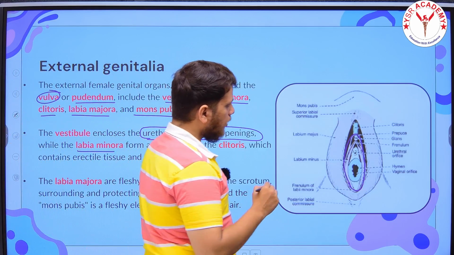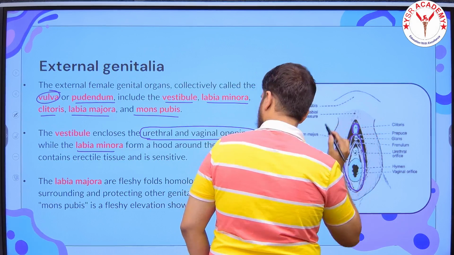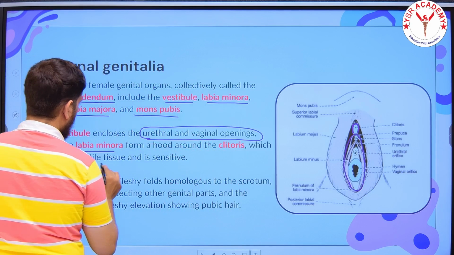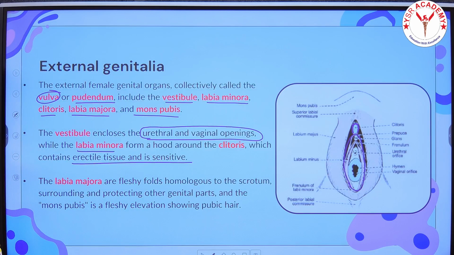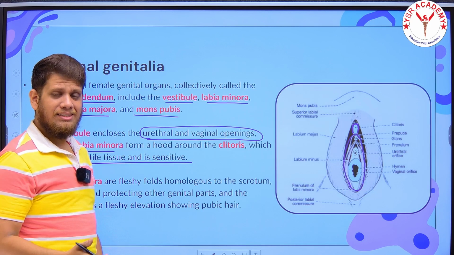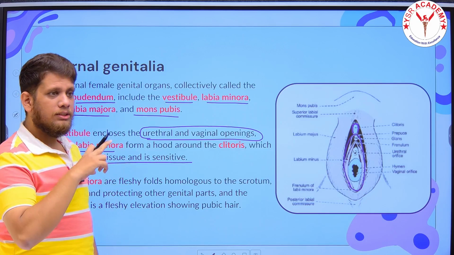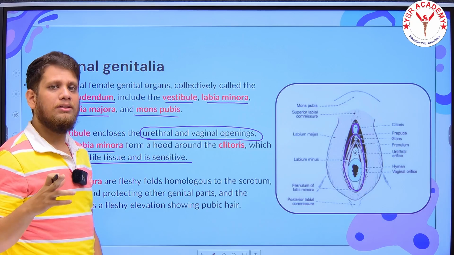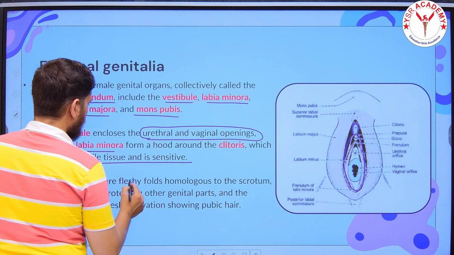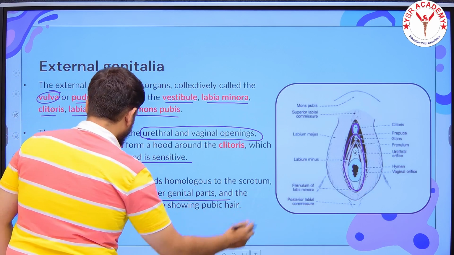So around the clitoris, this is the clitoris, there is a covering. That covering is called the labia minora, okay, and this clitoris is an erectile tissue and is extremely sensitive. Not that it can become erect, that's not what I am saying. To an extent, yes, it can, but that is not under the scope of our syllabus, but it is homologous to the penis. So it has that characteristic inbuilt. The labia majora are fleshy folds homologous to the scrotum, surrounding and protecting the other genital parts.